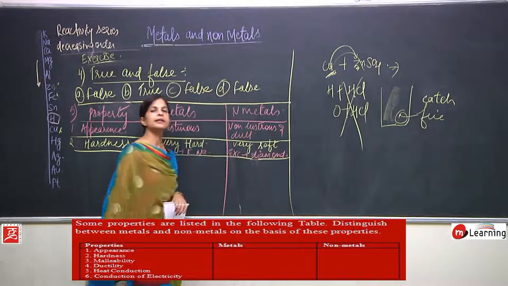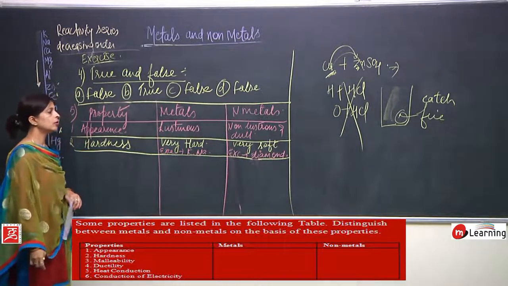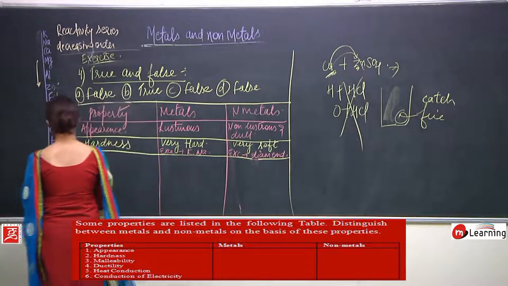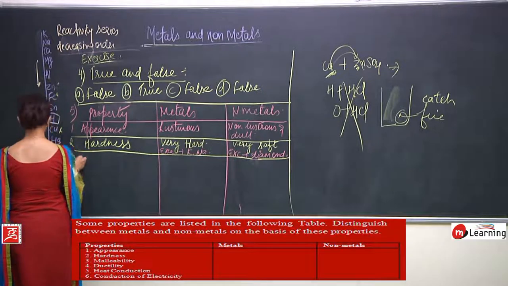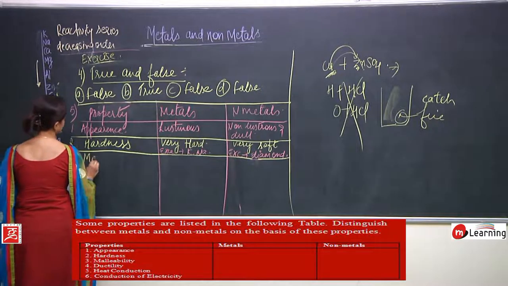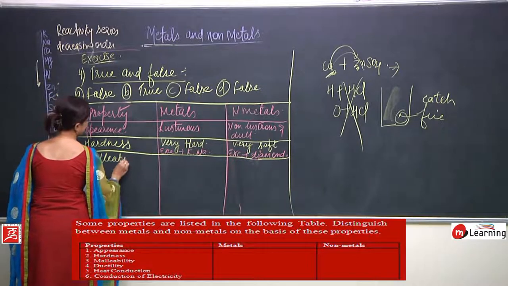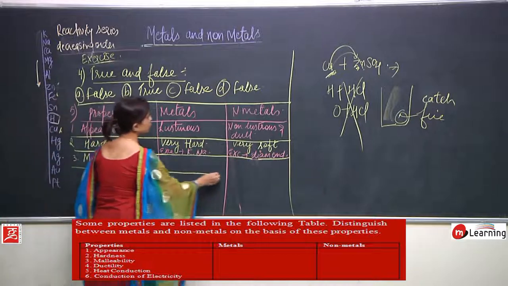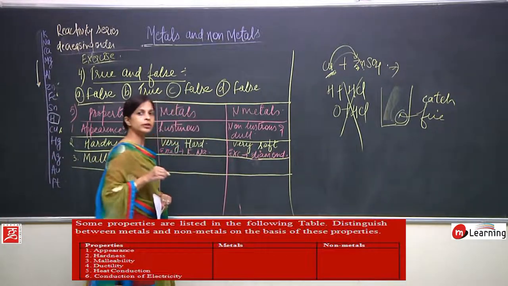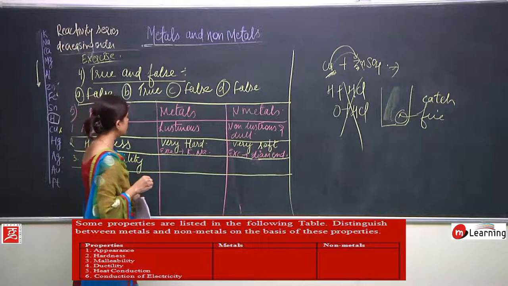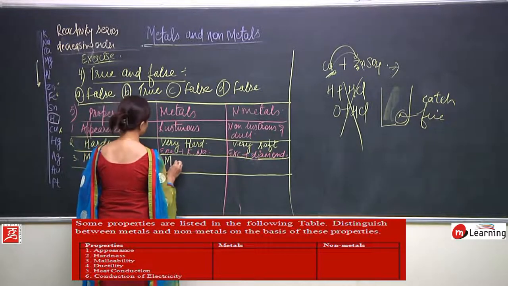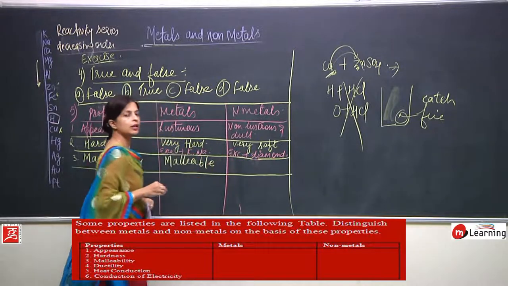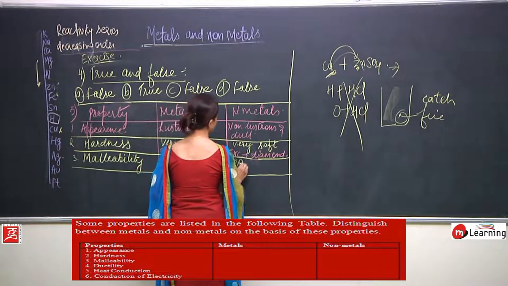Diamond is the hardest substance known to humans till now. Okay, now the third one is malleability. So who is malleable? I don't think we need to discuss this now. Metals are malleable, and non-metals are non-malleable.